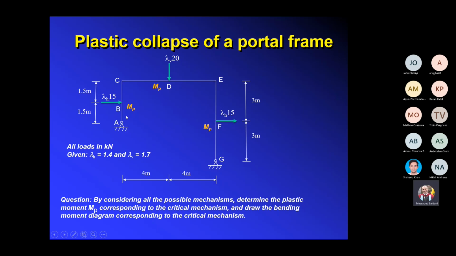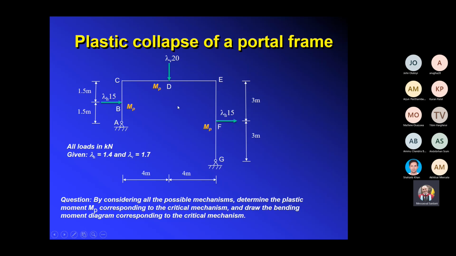We have two unknowns at A and two unknowns at G, so we have 4 reactions. 4 minus 3 equations of equilibrium equals 1. So little n is equal to 1. That's the degree of redundancy, so the degree of redundancy for this frame is 1. Then you do the difference, m minus n, which is 5 minus 1, 4. So we have 4 independent mechanisms for this frame. And n plus 1, which is 1 plus 1, 2. We only need two plastic hinges for total collapse.